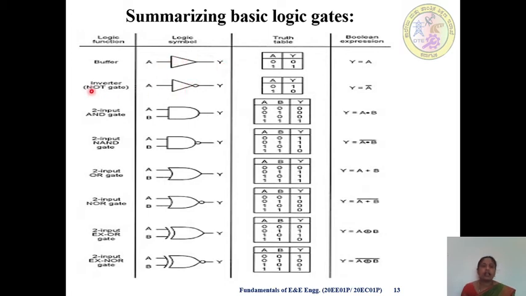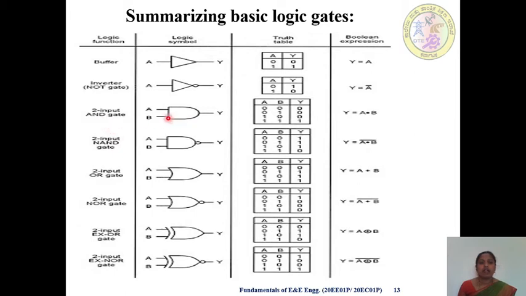Next is the inverter, which is also called the NOT gate. It consists of a single input and single output, a buffer with a bubble, called an inverter, which is the same as the NOT gate. The truth table: when A is 0, Y is 1. When A is 1, Y is 0. The expression is Y is equal to A bar. Here we have taken Y as the output variable.